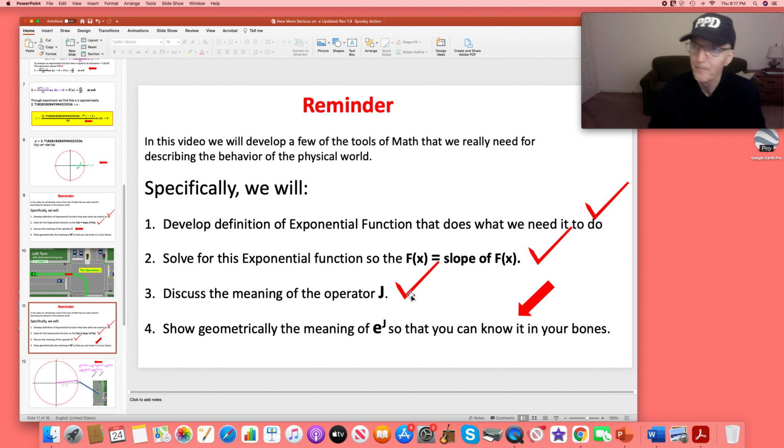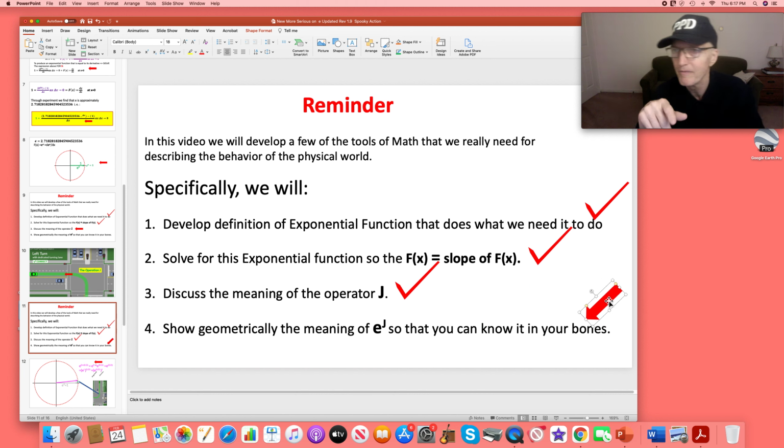We did this. Wow, we're 3/4 through this presentation. We just have this last little bit, and it's so great. Just hang in there, guys and gals. The last thing we're going to do is show geometrically the meaning of e to the j, so that you can know it in your bones.